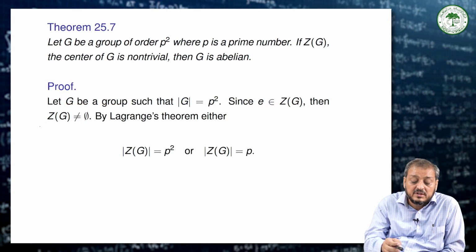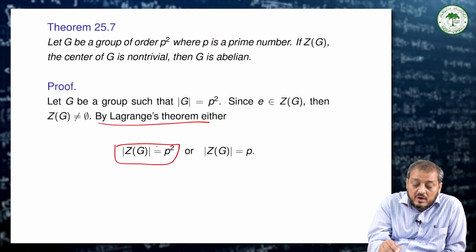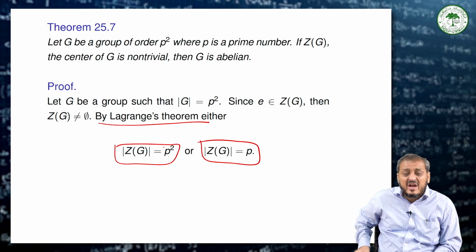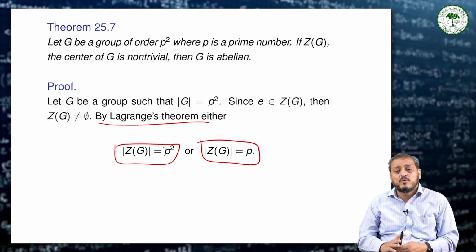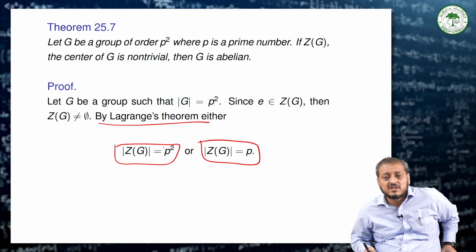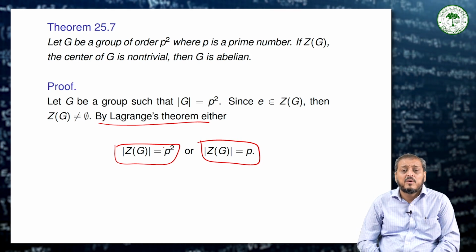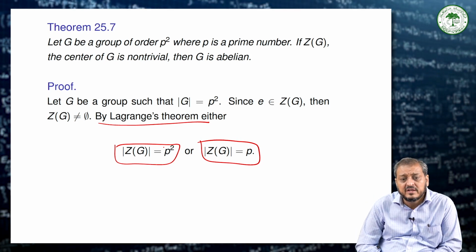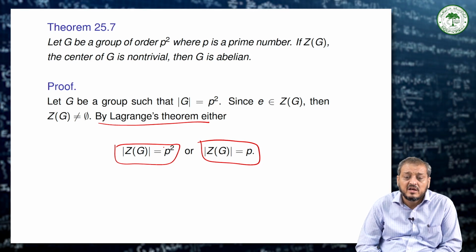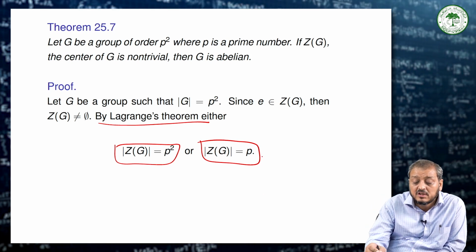So by Lagrange's theorem, either the order of ZG is equal to P squared or the order of ZG is equal to P. Clearly ZG is a subgroup of the group G, and if ZG is a subgroup of G, then the order of ZG should divide the order of G by Lagrange's theorem.